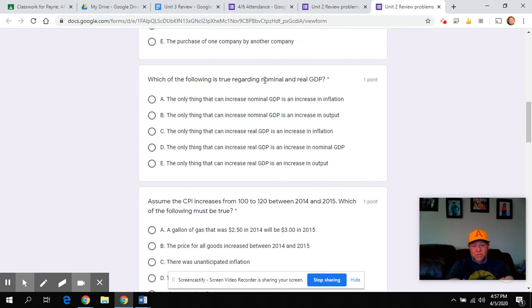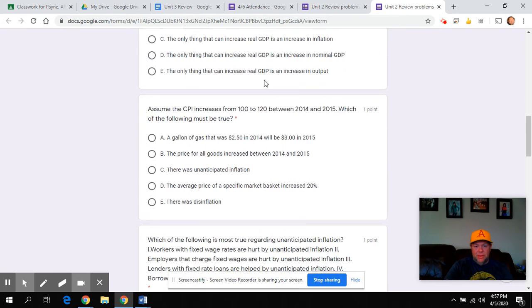All right, which of the following is true regarding nominal and real GDP? The answer is E. The only thing that can actually increase real GDP is if there is more output. Remember, nominal GDP is not adjusted for inflation. Real GDP is. So nominal can increase, but real GDP could actually decrease if there was less production, but the prices of everything went way up. So the only thing that actually can show an increase in real GDP is if a country produced more goods and services.